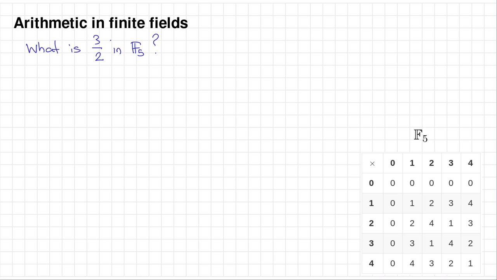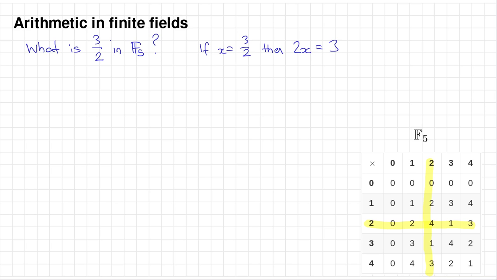One way to do that is to say, well, if x is 3 over 2, then 2 times x equals 3. So what we can do in order to find what this number 3 over 2 should be in F5 is to look at the multiplication by 2 row of our multiplication table, which I've copied down here. There's the row or the column for multiplication by 2.